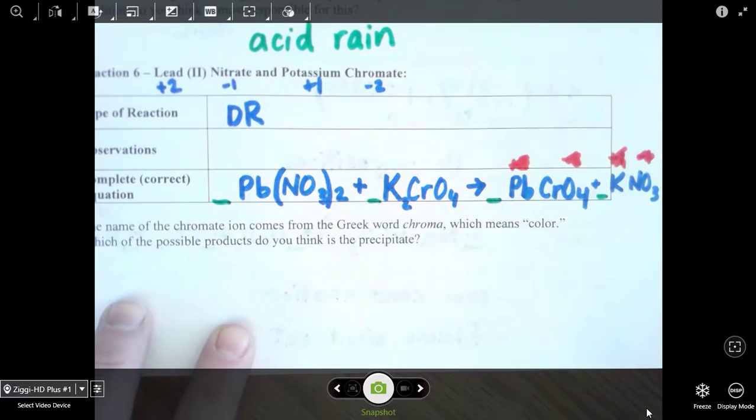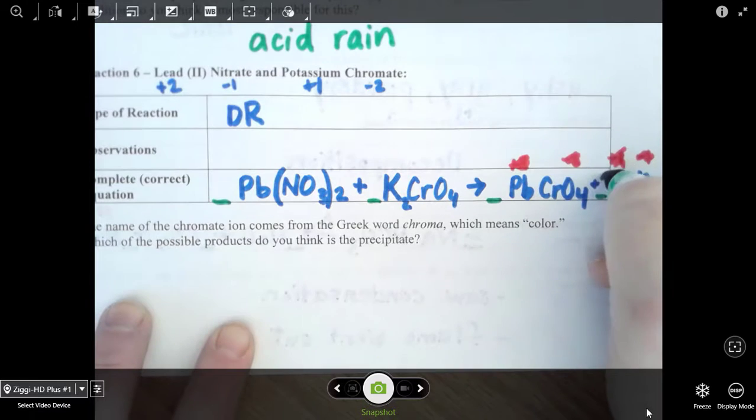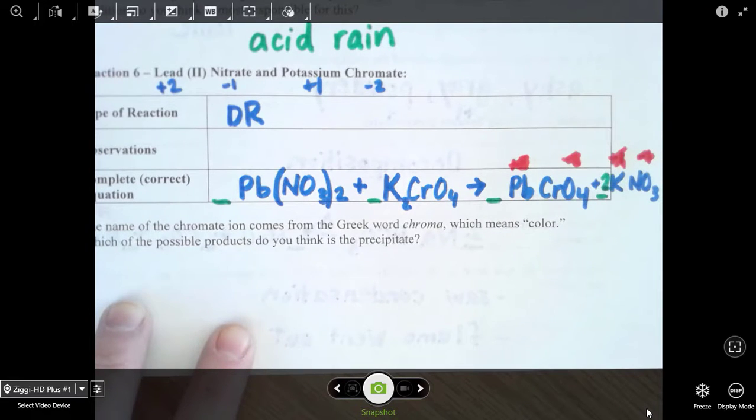Lead is good. Nitrates. Need 2 of them over here. And that also balanced what else? For the potassium, that's good now. Chromate? Everything's good. Everything's good.